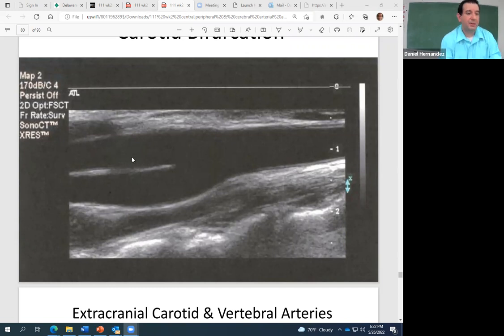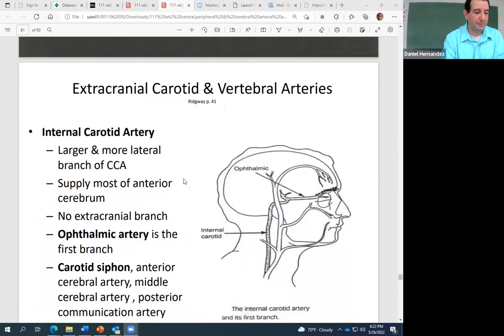Being able to differentiate which one's internal and which is external, I have to know which side we're on, either right or left. And you'll be able to tell based on the course of that vessel which one could be internal versus which one could be external. But I always say, at the end of the day, you have to Doppler it and listen to that vessel to really ultimately be able to tell which one is which.